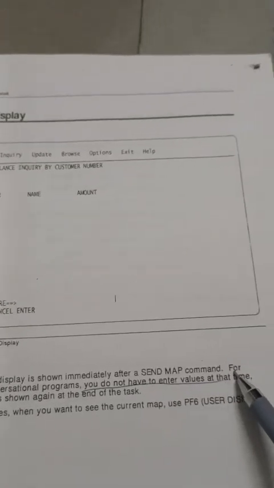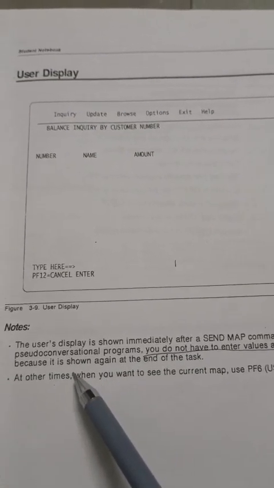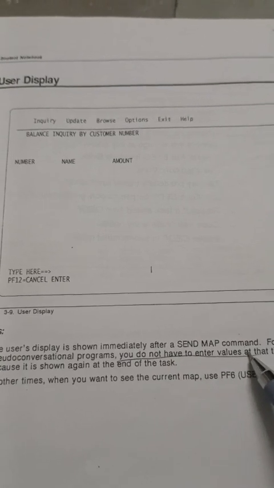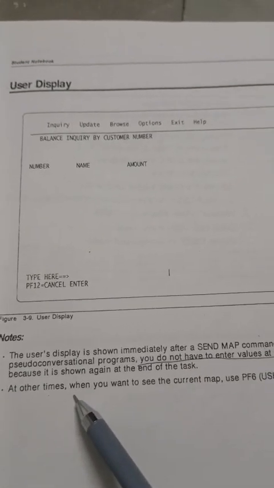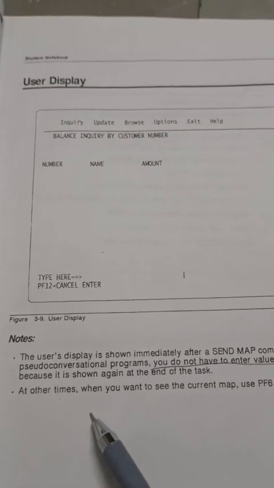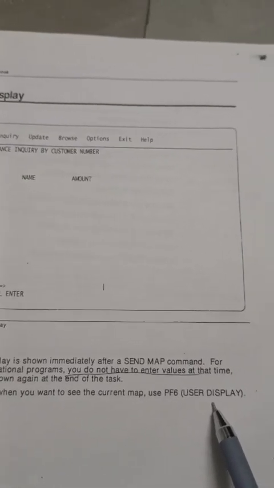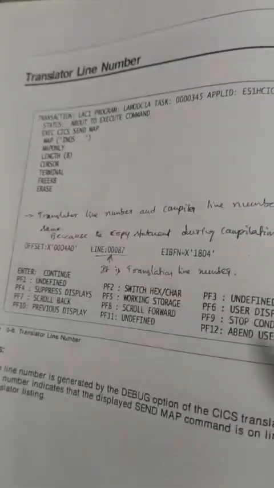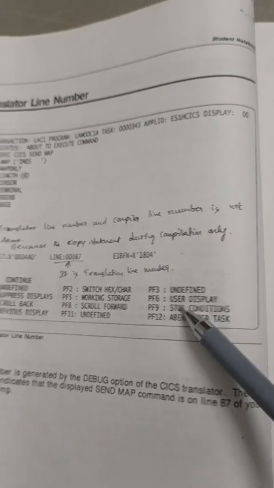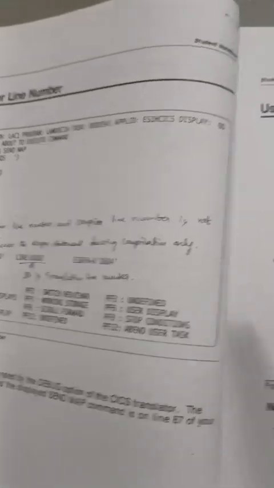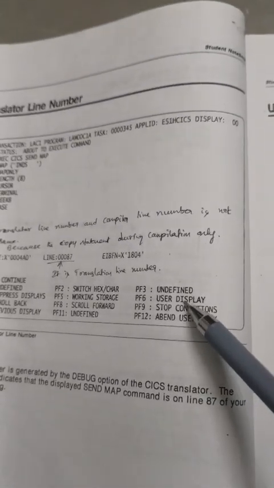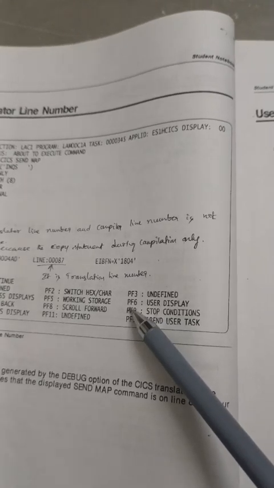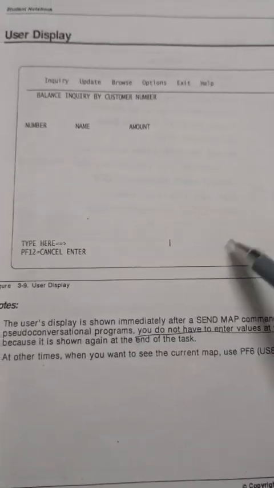If you want to display the screen, like user data, use the immediate send map command. For example, conversationally you don't have to enter values at that time because it's shown at the end of the task. If you go to the previous screen, what command do I need to press to display the user display? What is the functional key here? If you press PF6, it will display the screen.